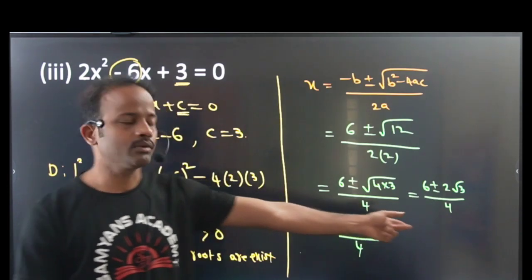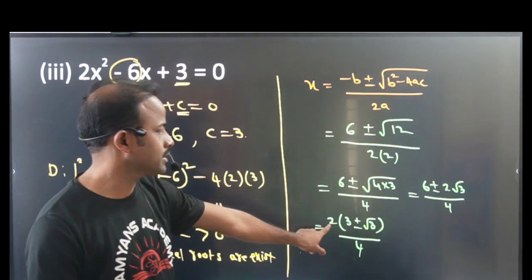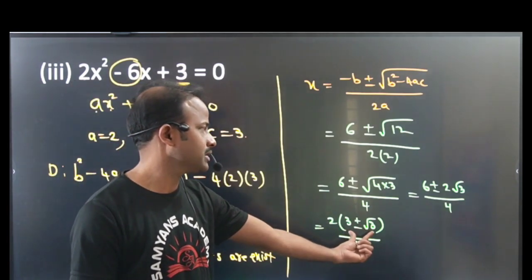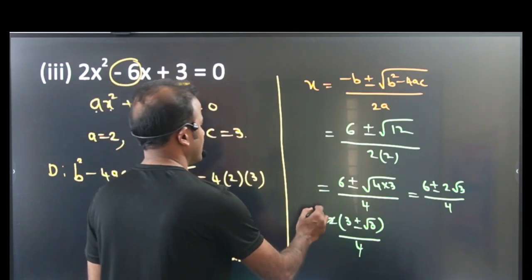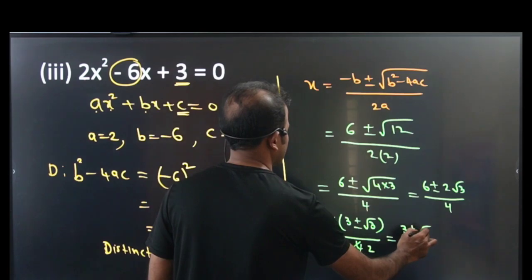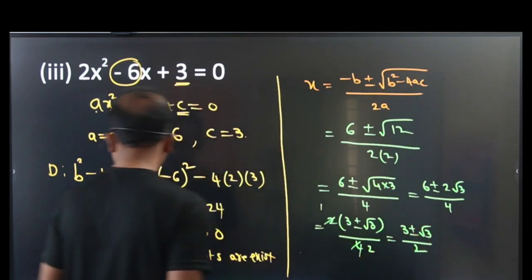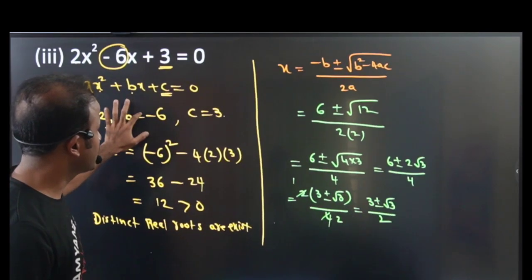Then next step, what you have to do? You have to take the 2 as common. Now you see, after taking the 2 as common, what expression you will get here? 3 plus or minus root 3 by 4. Here 2 one time, 2 two times. Then 3 plus or minus root 3 by 2. And here two distinct real roots exist.